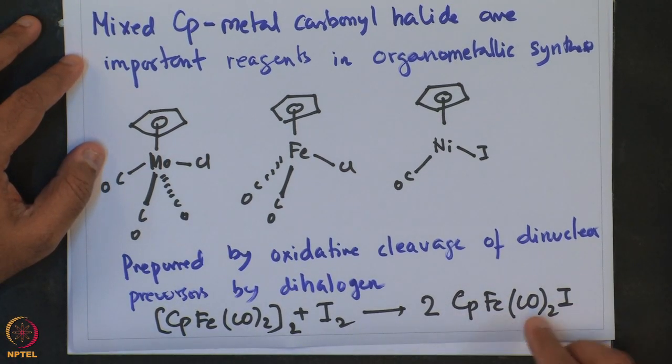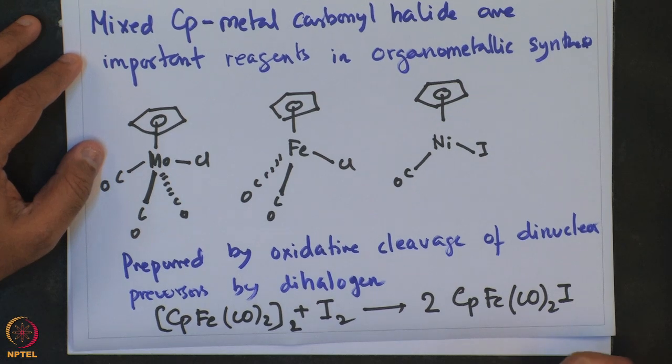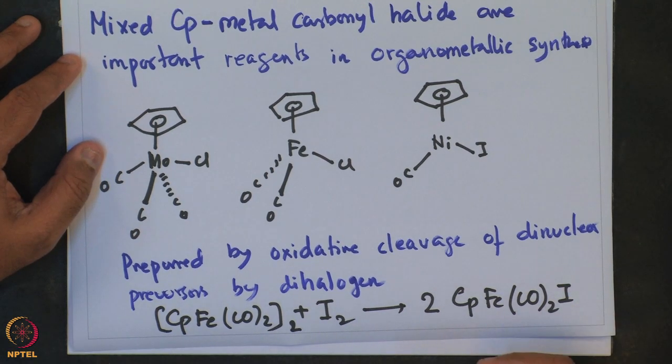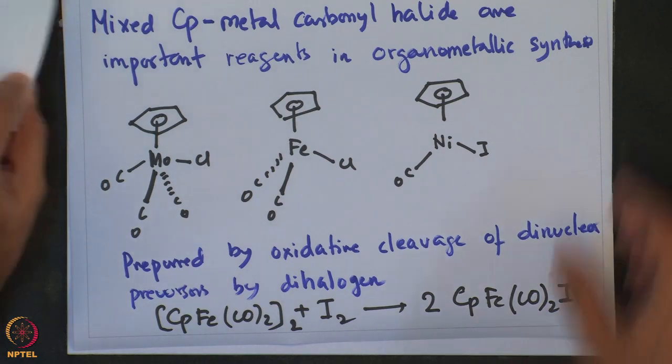Now, these Cp iron carbonyl halide complexes are important starting points for creating other kinds of complexes, and here is a nice demonstration in which this mixed carbonyl halide complex can be converted to another interesting compound which contains Cp bound in both eta 5 as well as eta 1 fashion. So, I will illustrate this with an example shown over here.